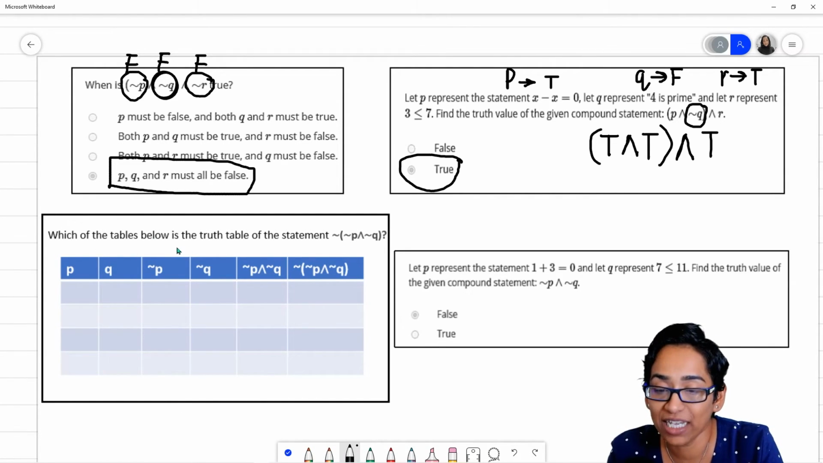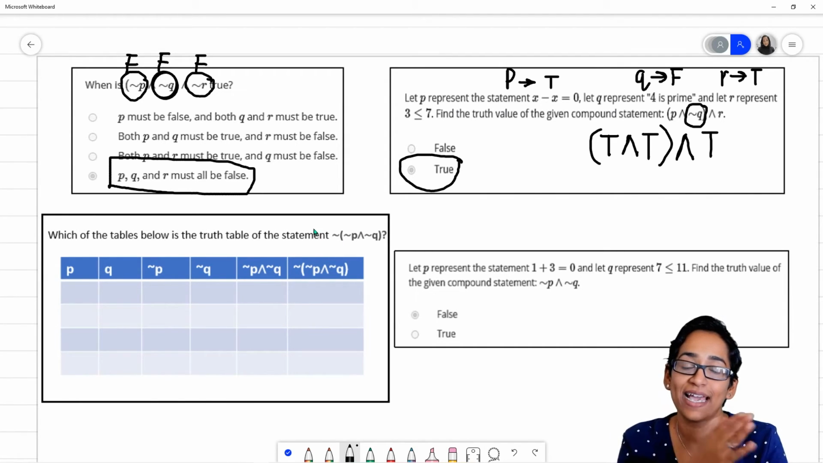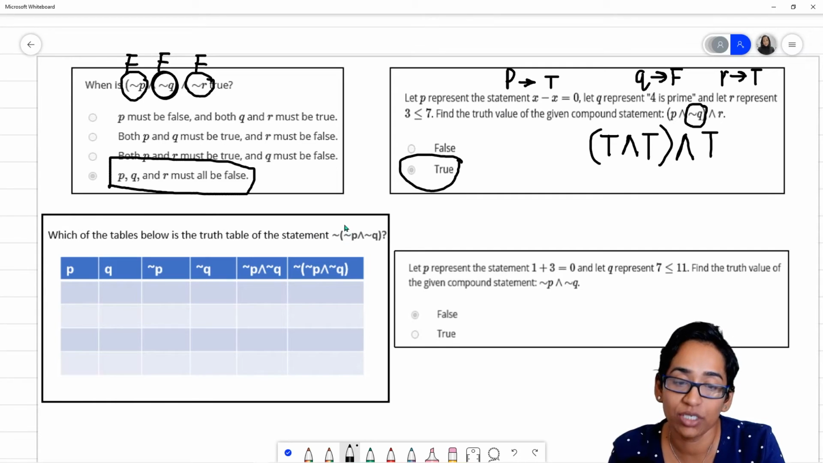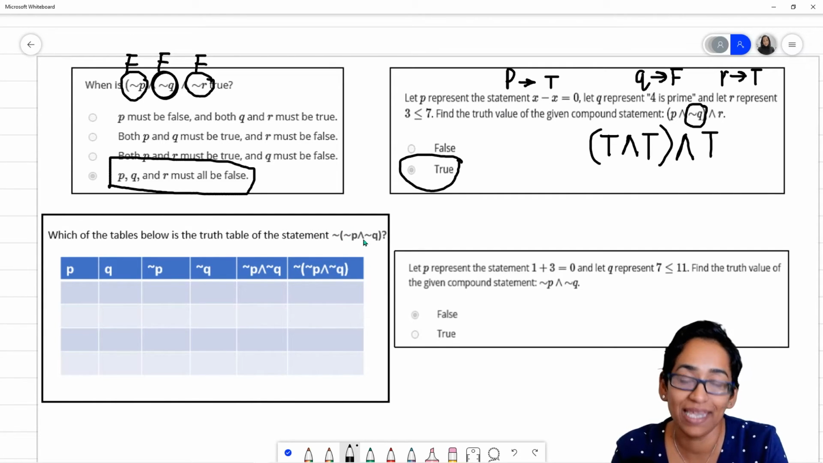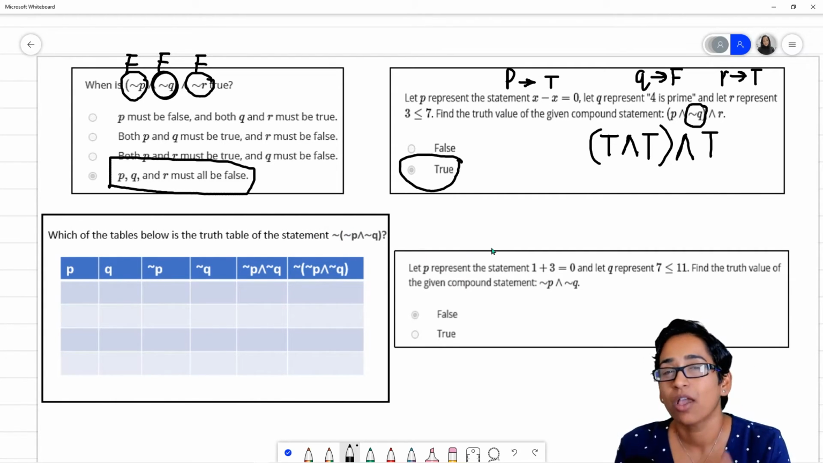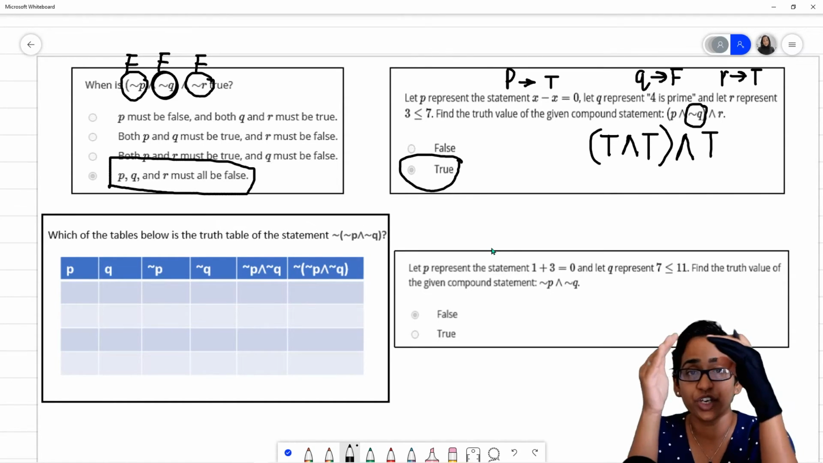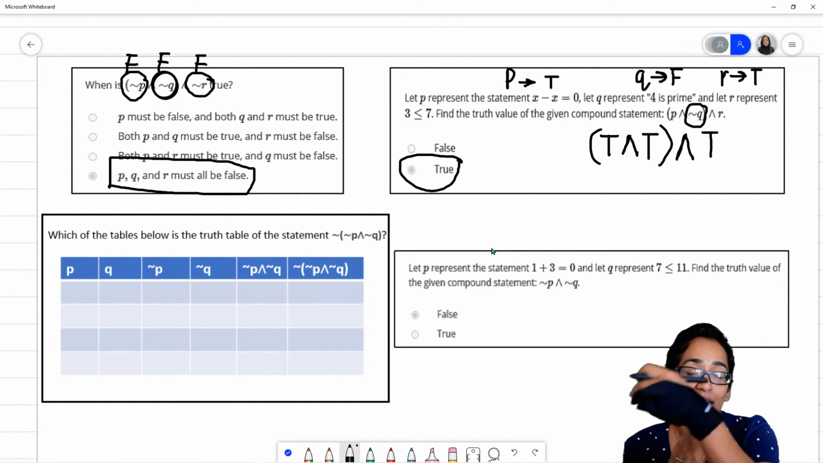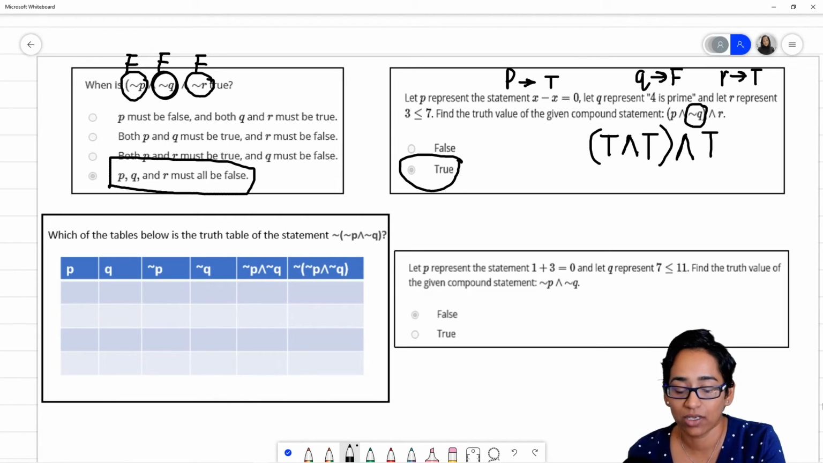Which of the following tables below is the truth table for the statement? Oh, I hate these ands. Okay. Negation of negation P and negation Q. Remember what I told you? You always finish the parentheses first and then tackle the one outside. So let's go ahead and write this. Again, true, true, right? False, false, true, false, false, true.